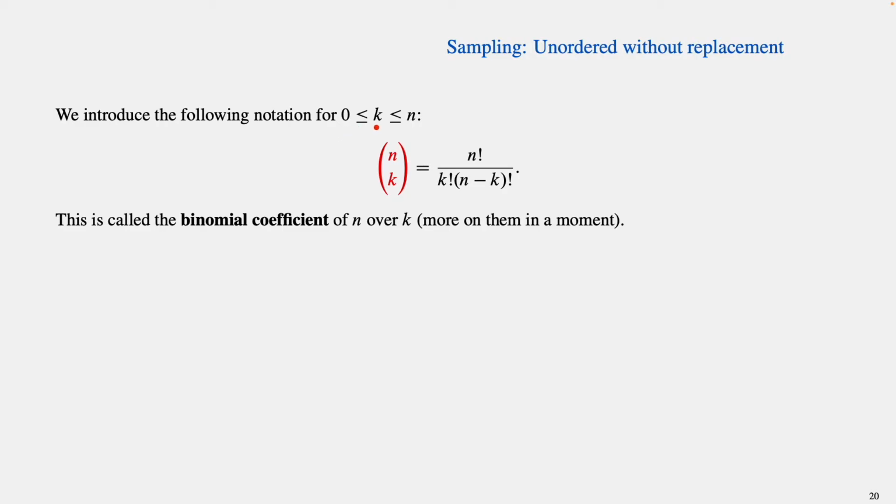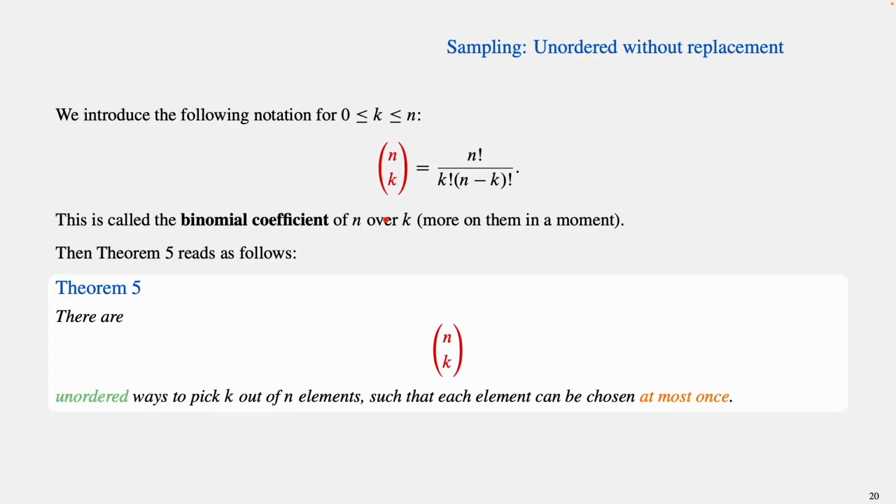So for k between 0 and n, we introduce this binomial coefficient n over k, which is by definition equal to n factorial divided by k factorial times (n minus k) factorial. And we read this as n over k. With this notation we could rephrase theorem 5 as saying there are n over k unordered ways to pick k out of n elements, such that each element can be chosen at most once.